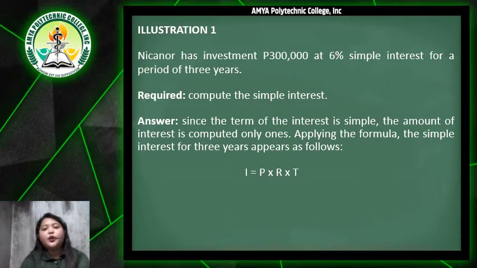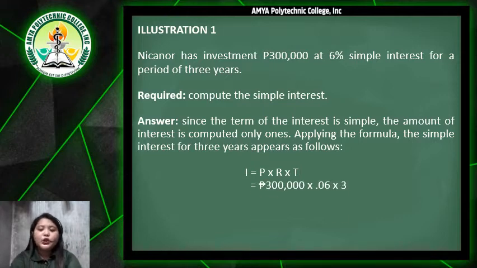We are going to use the formula I = P × R × T. First, we have to identify our principal, our rate, and our time. Based on the problem, our principal is 300,000, our rate is 6%, and our time is 3 years. We simply multiply those three so that we can get the interest. So our interest is 54,000 pesos.